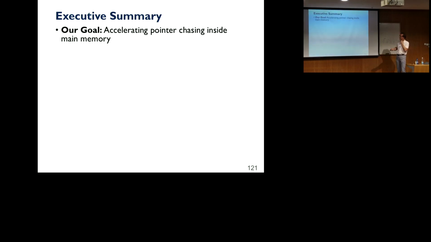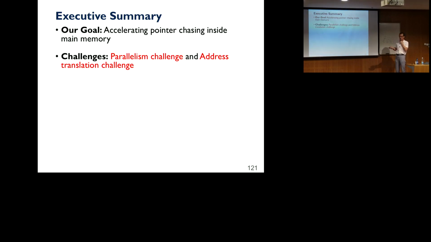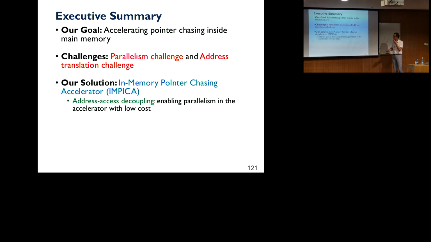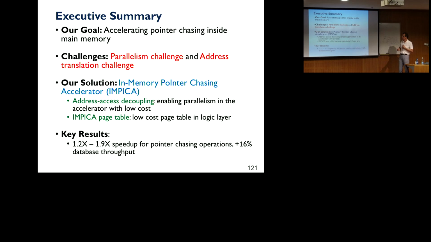We wanted to accelerate pointer chasing inside the main memory, essentially. And there are a bunch of challenges. One of the challenges is address translation, actually, which is still an unsolved problem, in my opinion. Our solution was a specialized accelerator inside the main memory. And there are two ideas. We had a decoupled access execute engine, address access decoupling, enabling parallelism inside the accelerator with low cost, and a page table structure inside the main memory. It's low cost. But again, I think this is an open problem, but I just want to describe this to give an idea of this open problem.